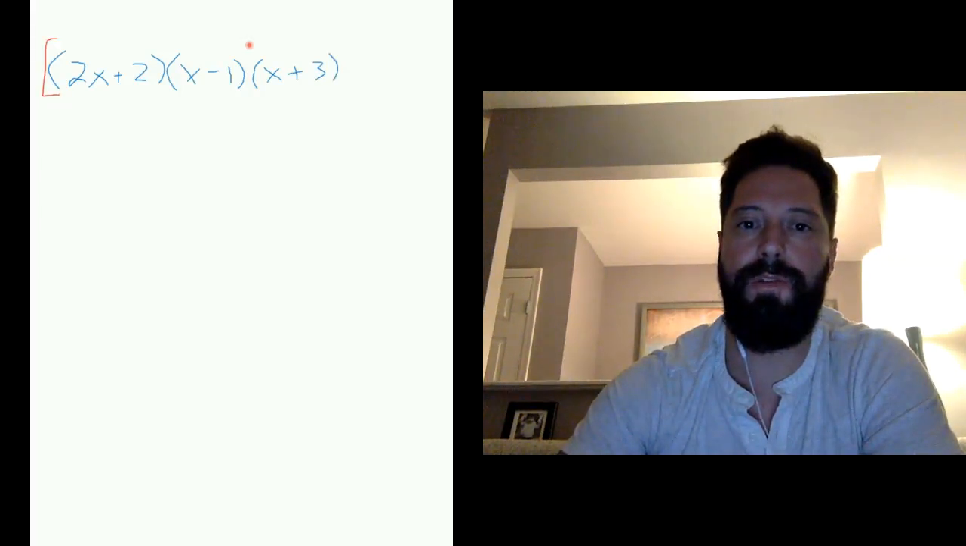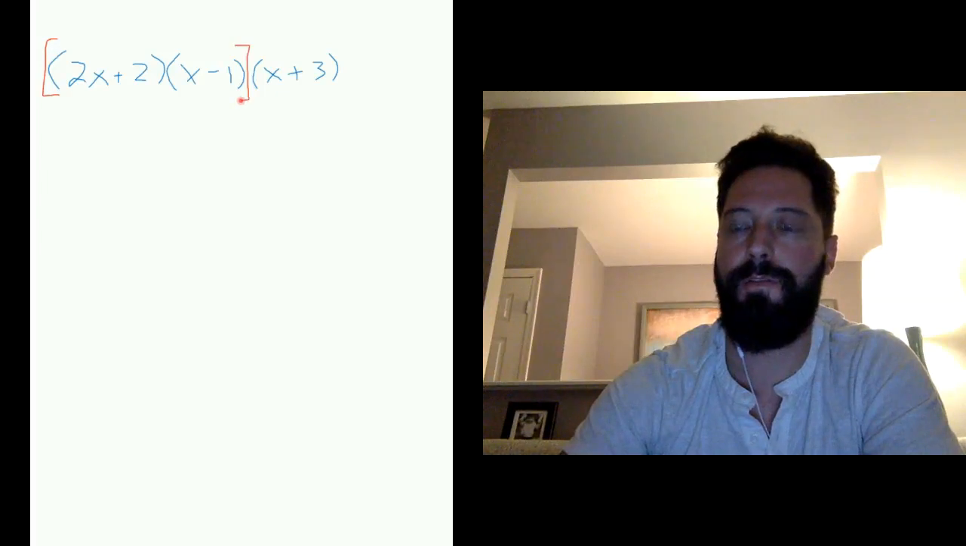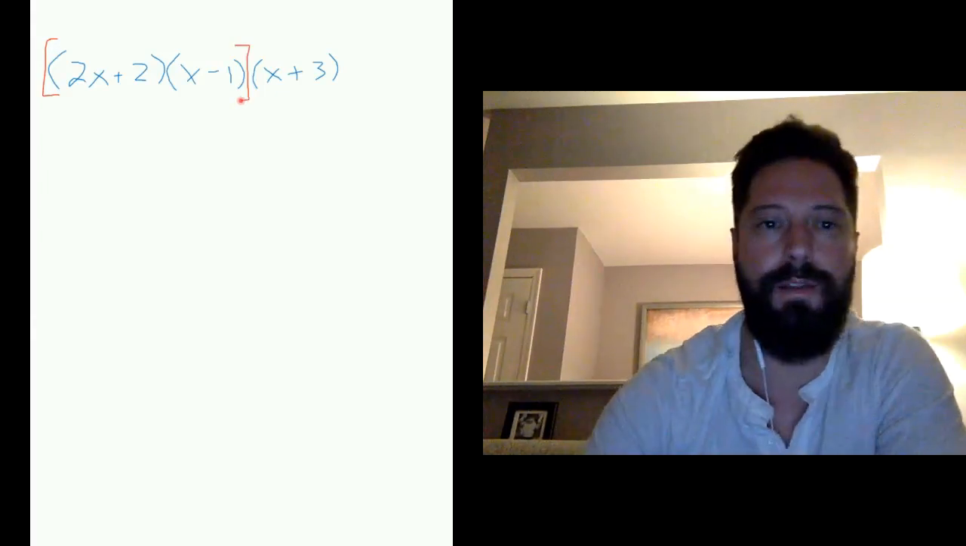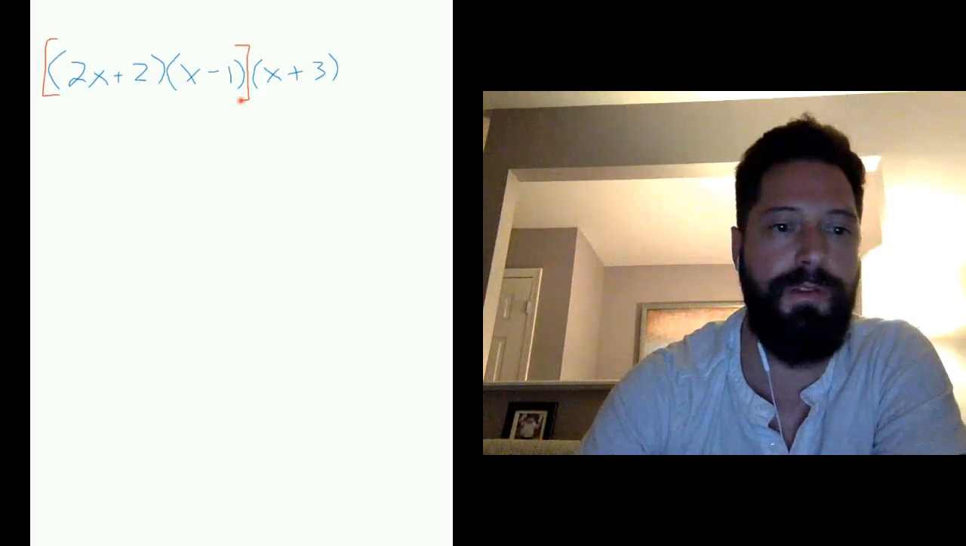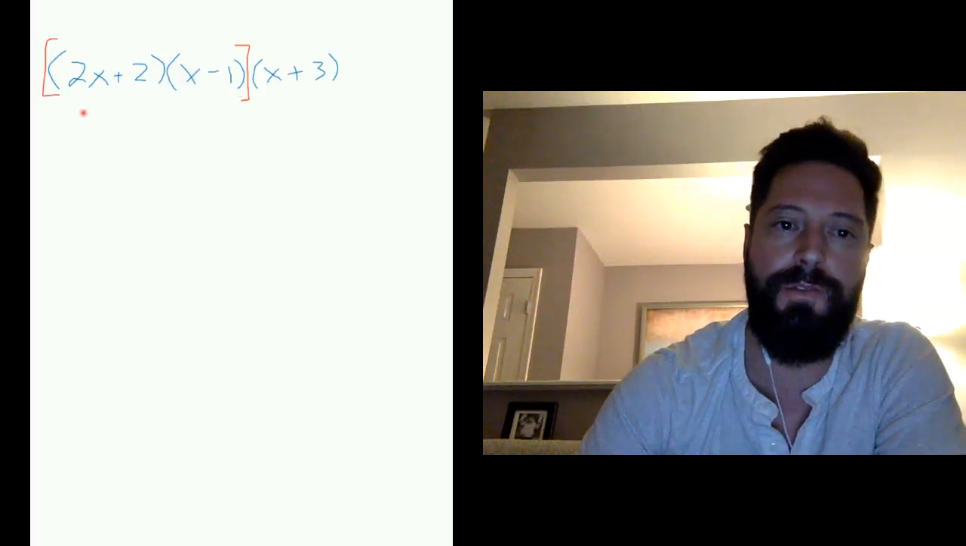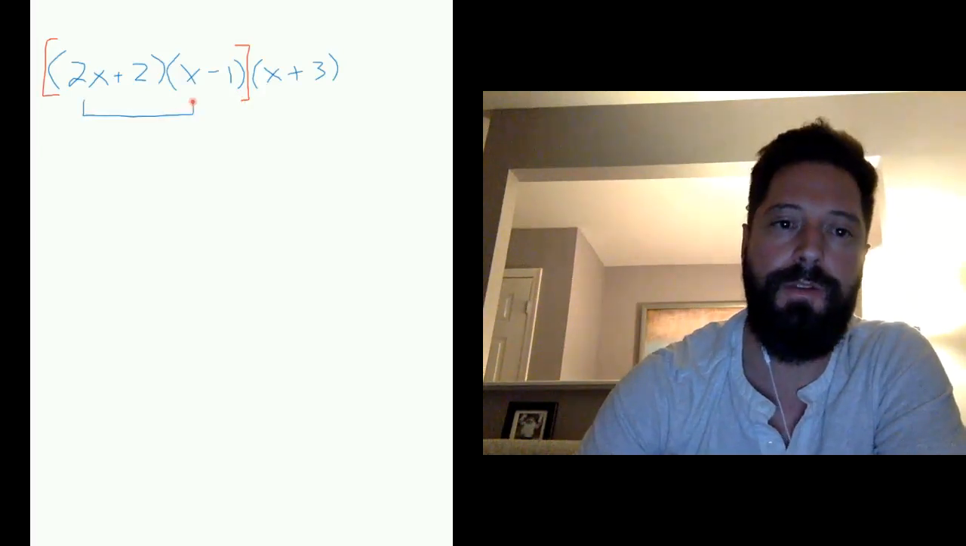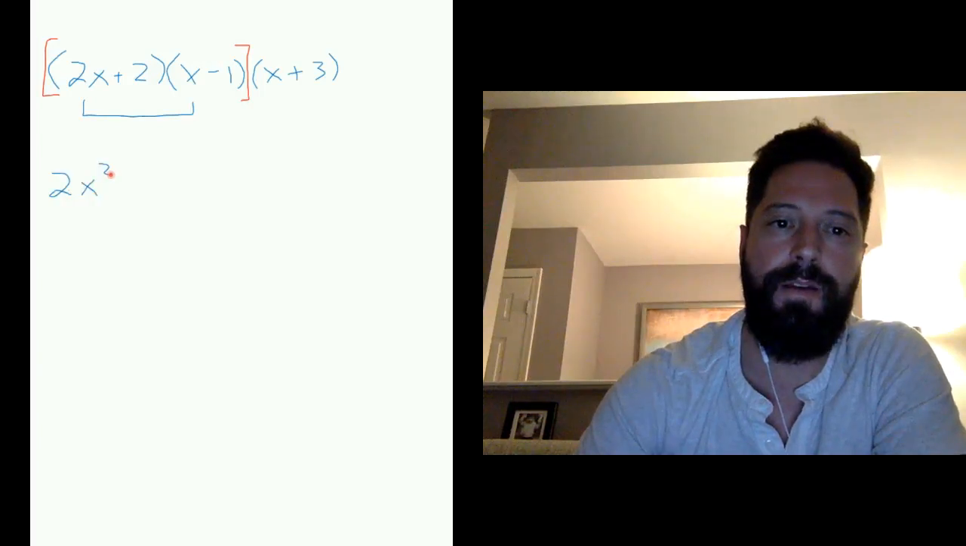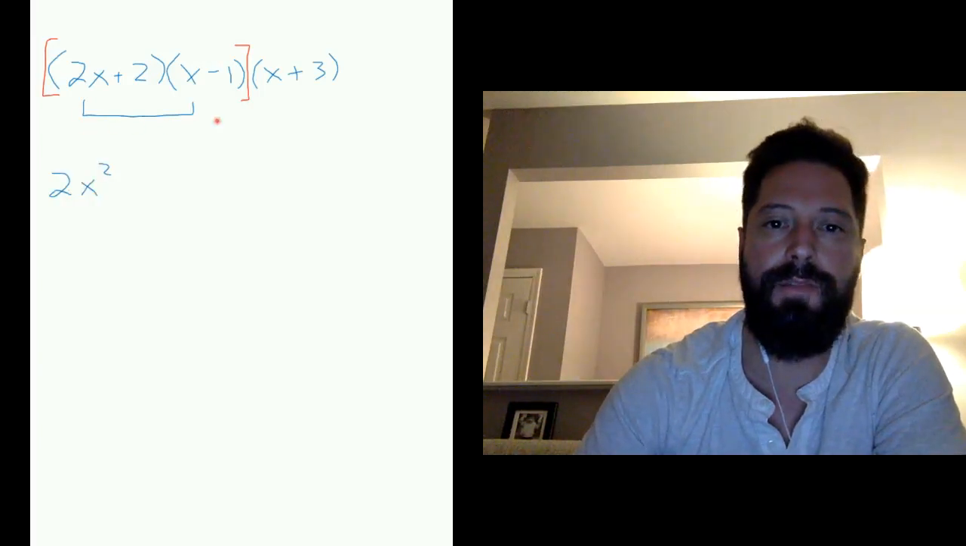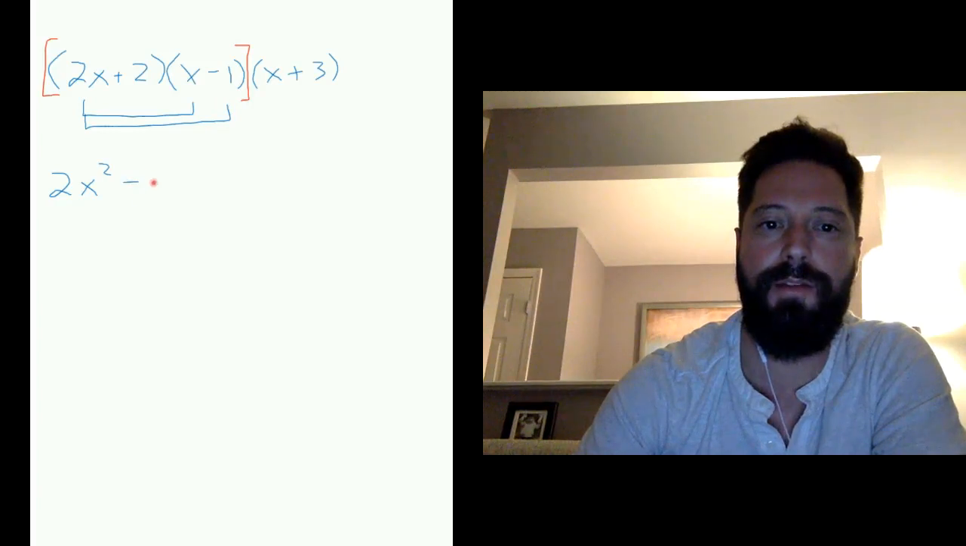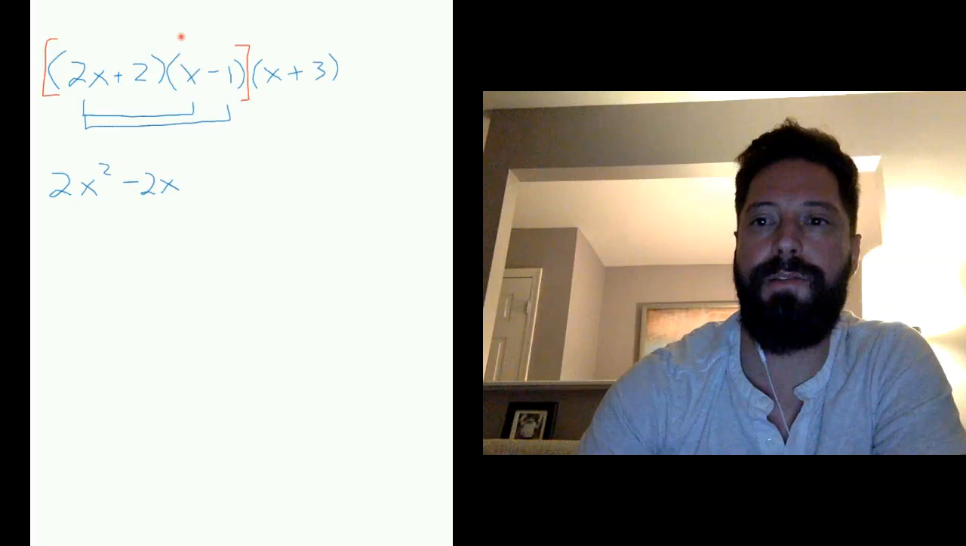I'm going to use the FOIL method. So I'm going to do 2x times x. That gives me 2x squared. I'll do 2x times negative 1 to get minus 2x. 2 times x to give me 2x. And 2 times negative 1 to give me minus 2. This whole thing times this.